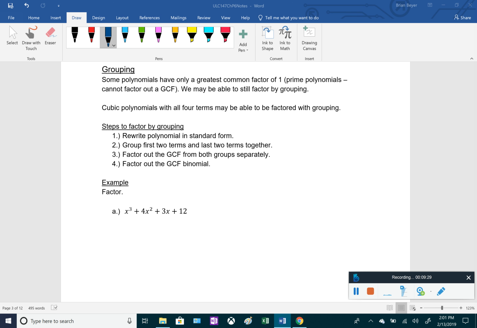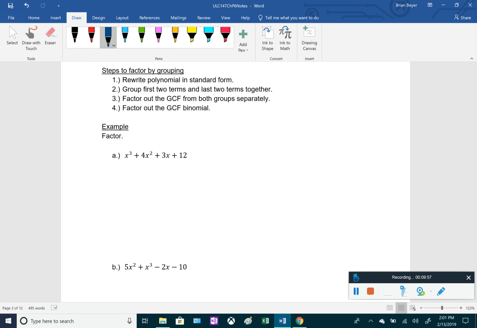Okay, so here are the steps. It won't make too much sense until we do an example. We're going to rewrite the polynomial in standard form, so decreasing order of the exponents. We're going to group the first two terms together and the last two terms together with parentheses. We're going to factor out the GCF from both of them separately, and then factor out a GCF binomial like we did in the previous example. Okay, so let's see what happens with this first example.